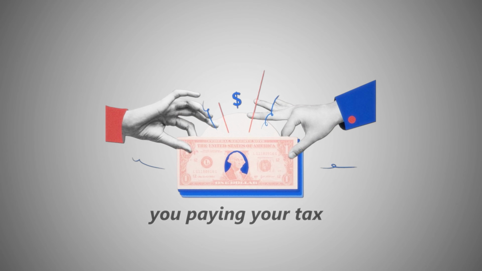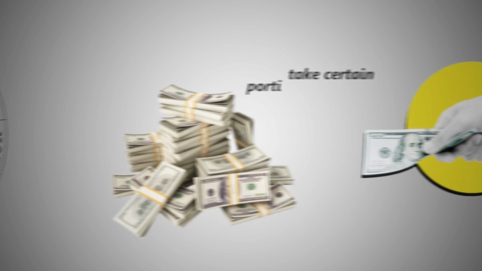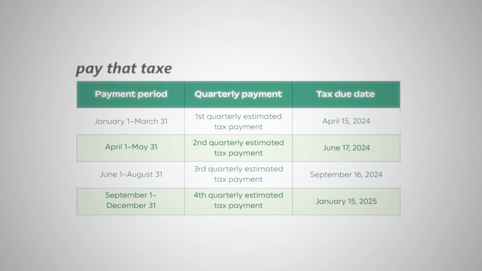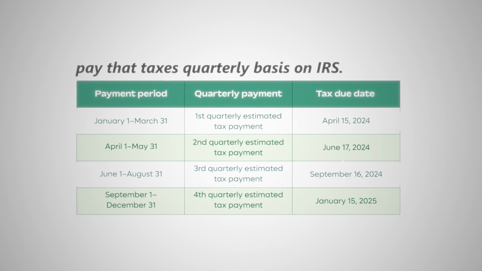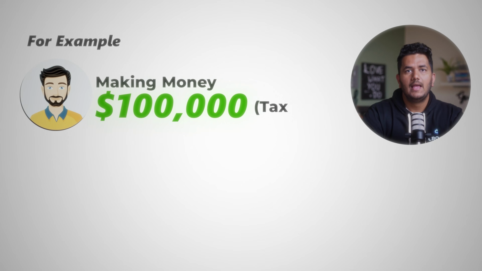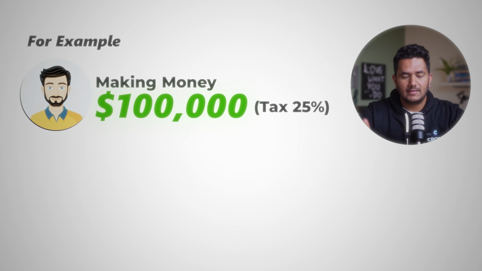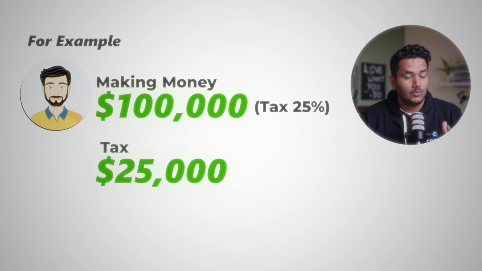Okay, first you need to know that you need to pay taxes when you make income in the United States. So usually what happens is, instead of you paying your tax for the full income that you made in the entire year at the end of the year or during tax season, your company will take a certain portion of your salary and pay those taxes on a quarterly basis to the IRS. This way, at the end of the year, you're not paying a big tax payment. For example, let's say you're making about $100,000 a year and your tax bracket would be roughly 25%. Again, I'm just giving a rough example. So that would be $25,000.